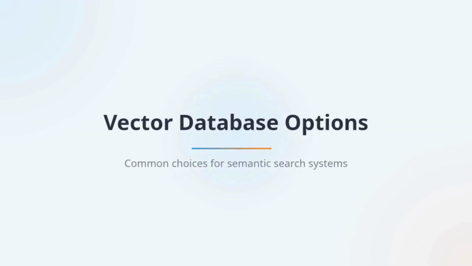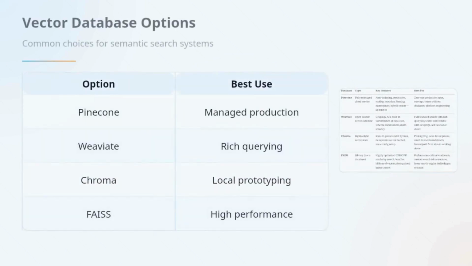Now let us look at this in a simple table format. Vector database options. Common choices for semantic search systems. Now let's look at the main infrastructure choices.